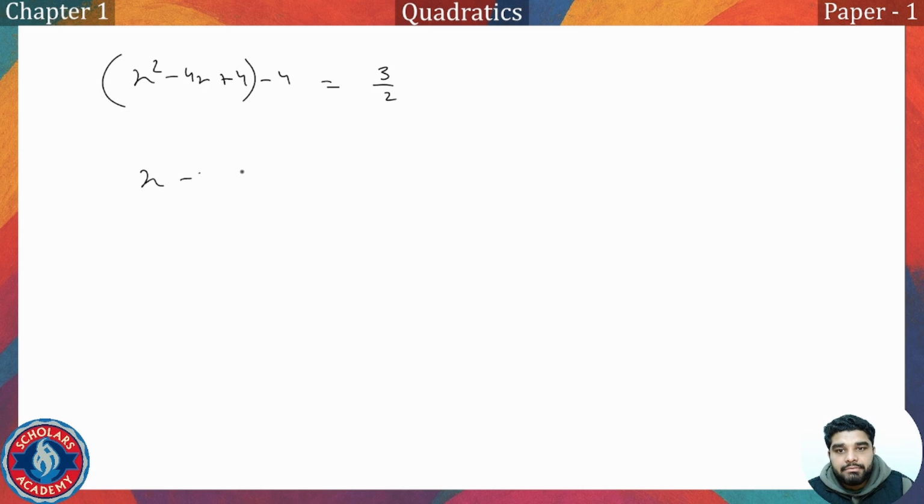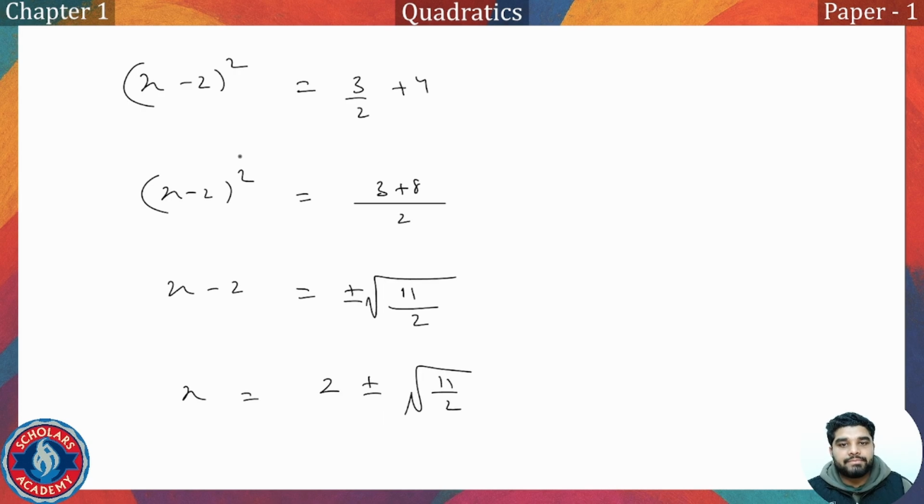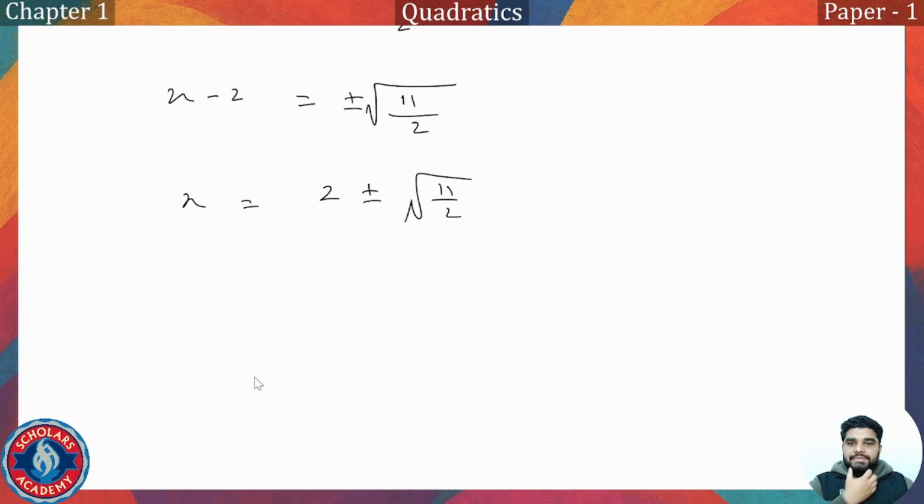So x minus 2 whole square is equal to 3 by 2 plus 4. x minus 2 whole square is equal to 3 plus 8 by 2. x minus 2 is equal to root of 3 plus 8, which is 11 by 2. So x is equal to, and we get plus minus also, x is equal to 2 plus minus root of 11 by 2. So this is our final answer.